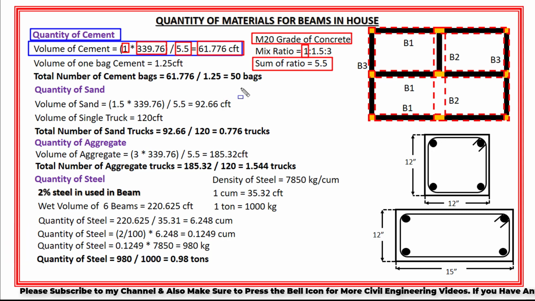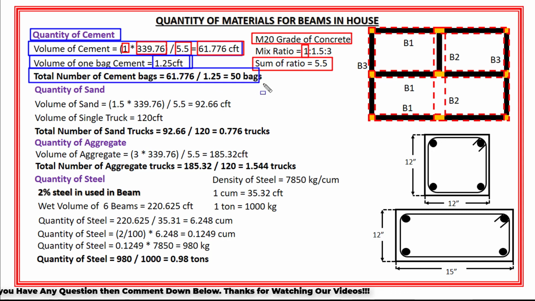Now in order to find out the number of cement bags, I will need the volume of single cement bag. Okay? So the volume of one cement bag is 1.25 cubic feet, right? Now the total number of cement bags is equal to total volume of cement, which is 61.775 cubic feet, divided by 1.25 cubic feet.